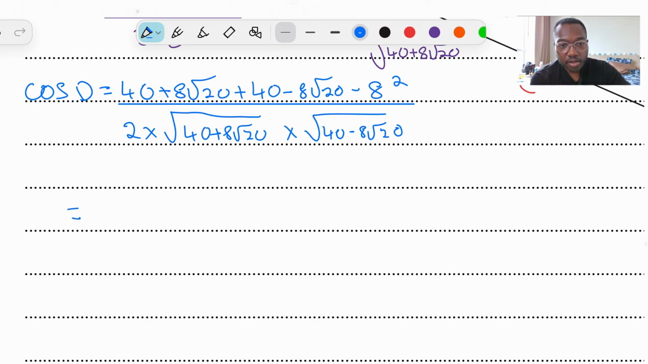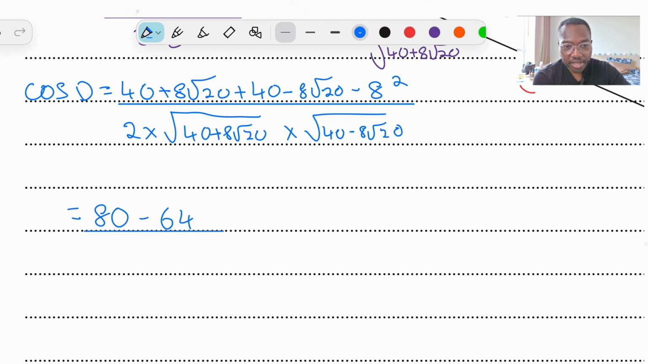So we get a 40 plus a 40, so we'll get an 80. We also have a minus 8 squared, that's a minus 64. And then our 8 root 20 cancels out with the minus 8 root 20. So we're just left with 80 minus 64. That's the numerator. And now let's do the bottom bit.